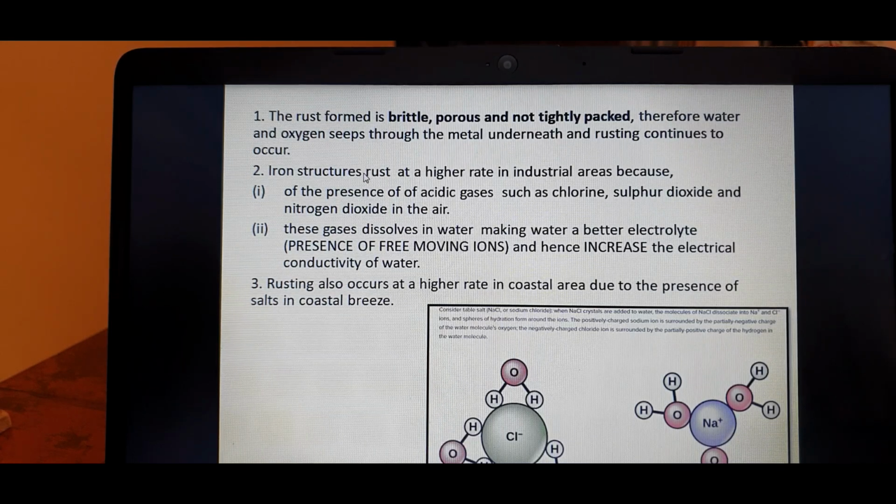But you notice also that if you want your iron structure to rust at a higher rate, this will happen in the industrial area. In the industrial area, you have chlorine, sulfur dioxide, and nitrogen dioxide in the air. These gases, when they dissolve in the water, make the water a better electrolyte. There is the presence of free moving ions, and hence they increase the electrical conductivity of the water. Since they increase the electrical conductivity, rusting occurs at a higher rate.